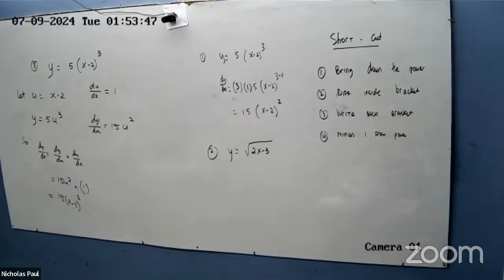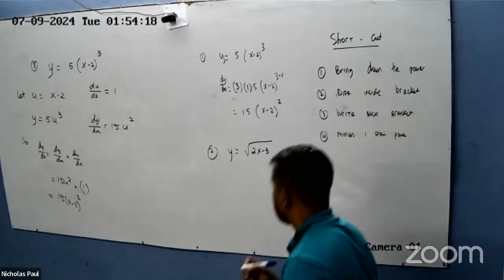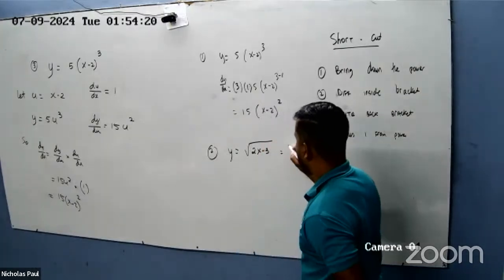Which method did you choose? Shortcut. You chain rule. Which one did you choose? Yes. So you use the shortcut method. What does square root mean again? Oh, a half, right? Square root means to the power of a half.